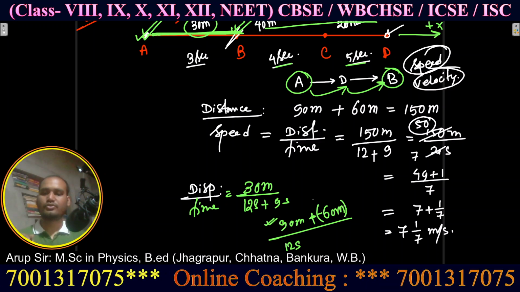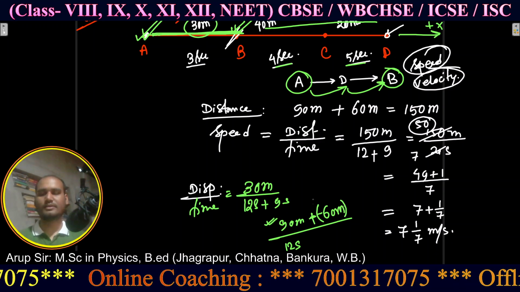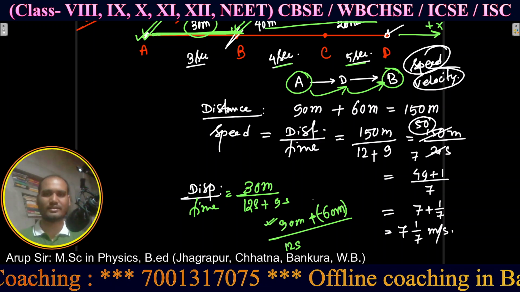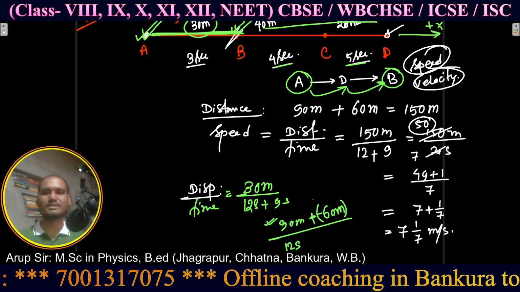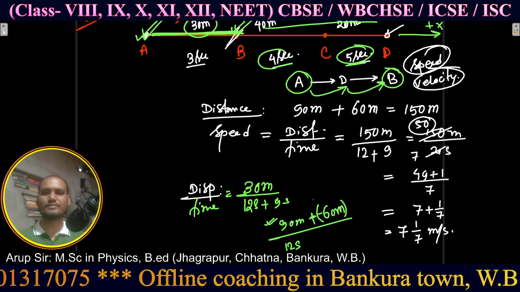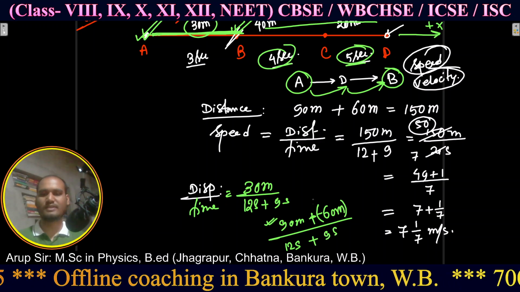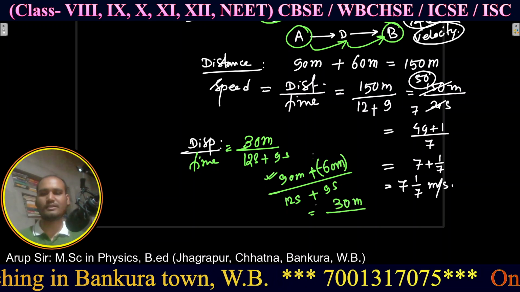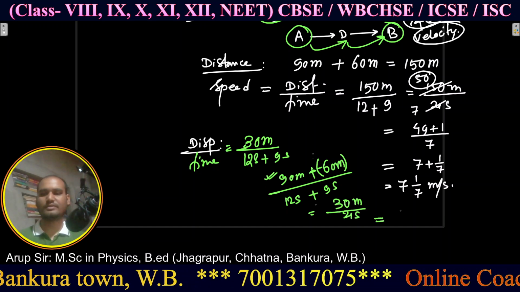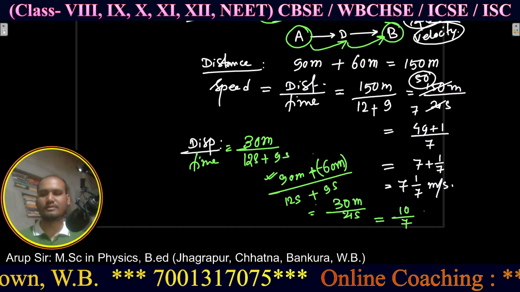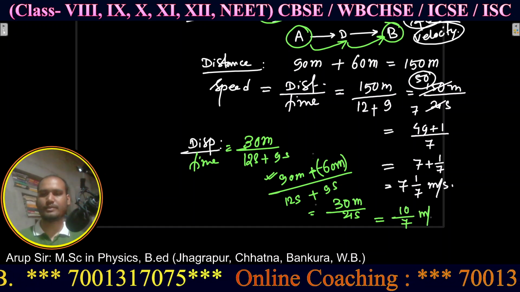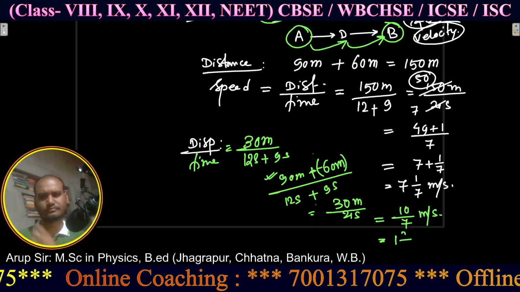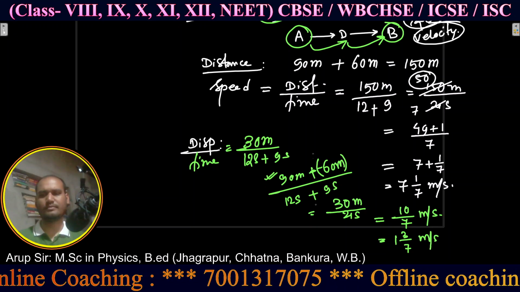For that one also some time will be taken. For 60 meters it is returning, it's fine, but some time will be taken by that. So the time it takes to return is 5 seconds plus 4 seconds, which means 9 seconds. So 12 seconds plus 9 seconds. How much am I getting? In the numerator it will be 30 meters divided by 21 seconds. And this will give you 10 by 7 meters per second. 10 by 7 means how much? That is 1 and 3 by 7 meters per second.